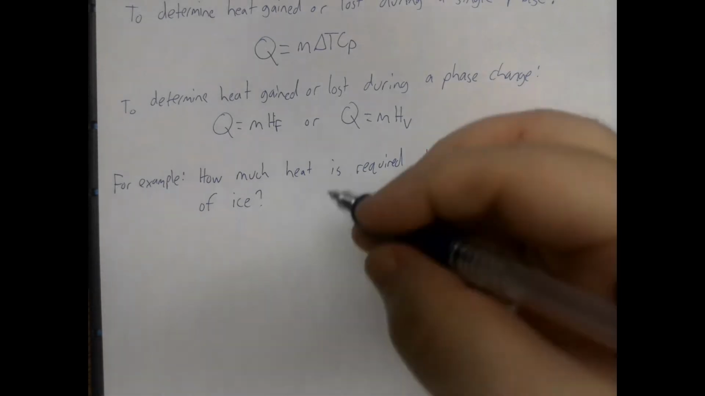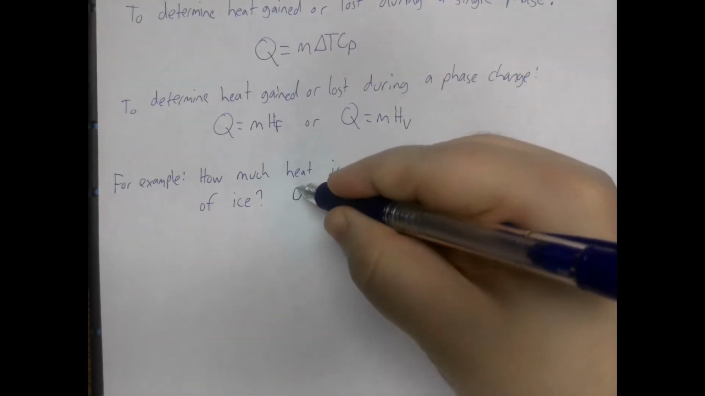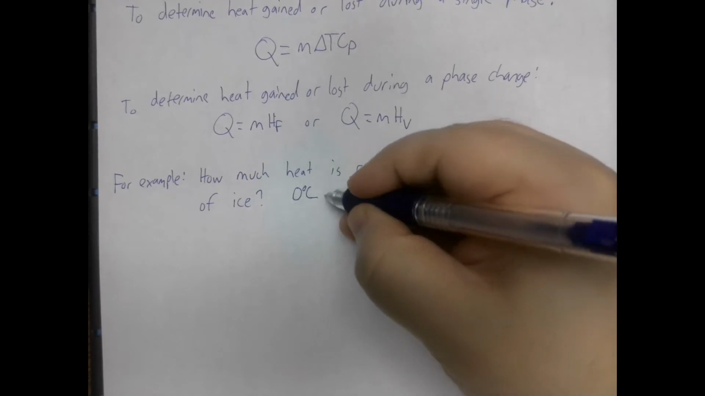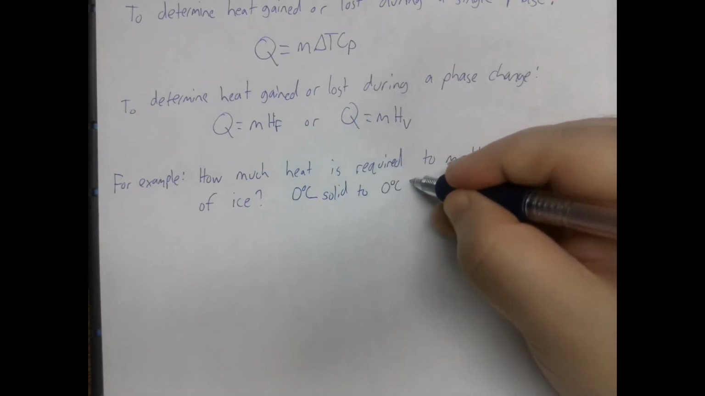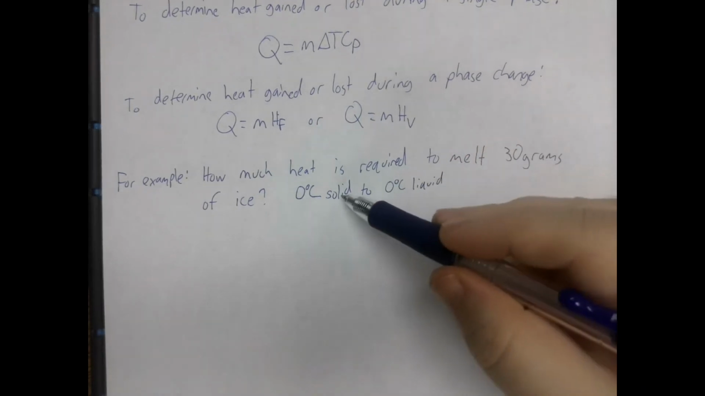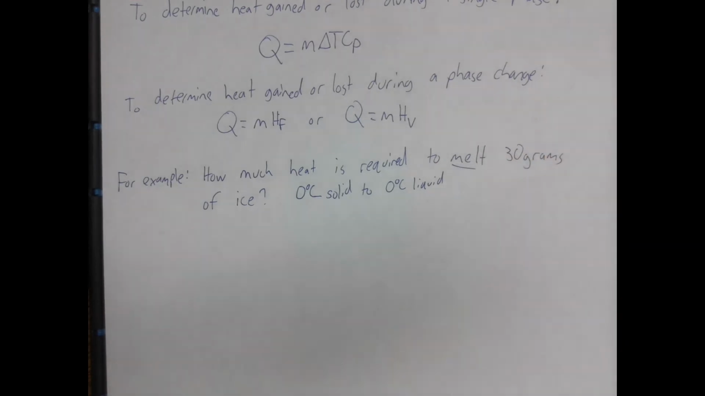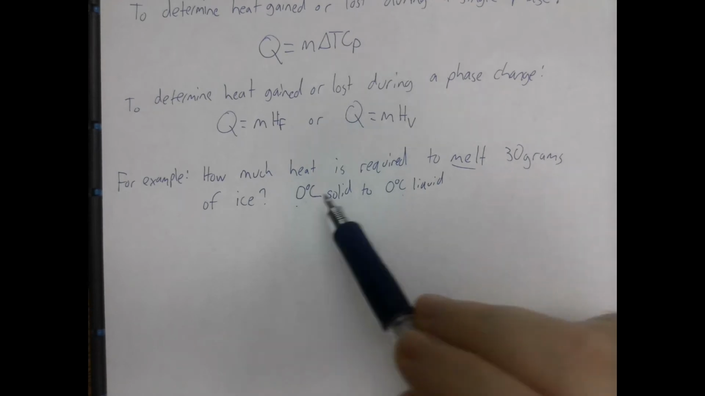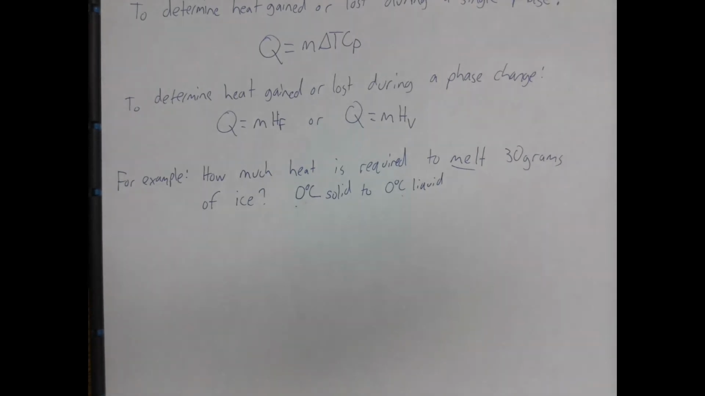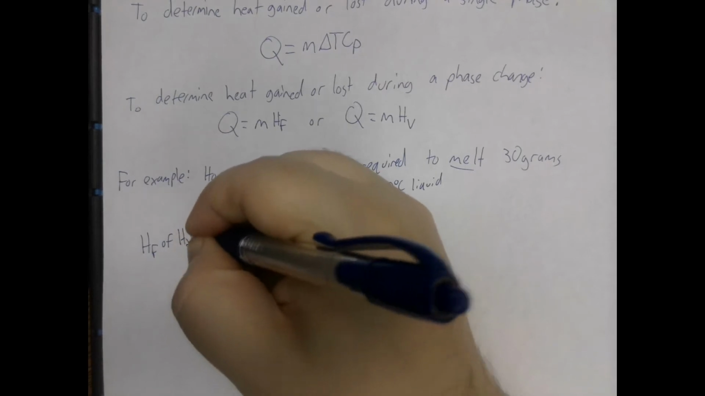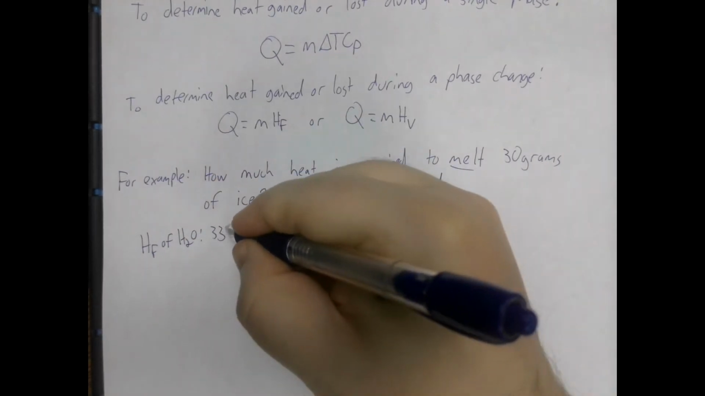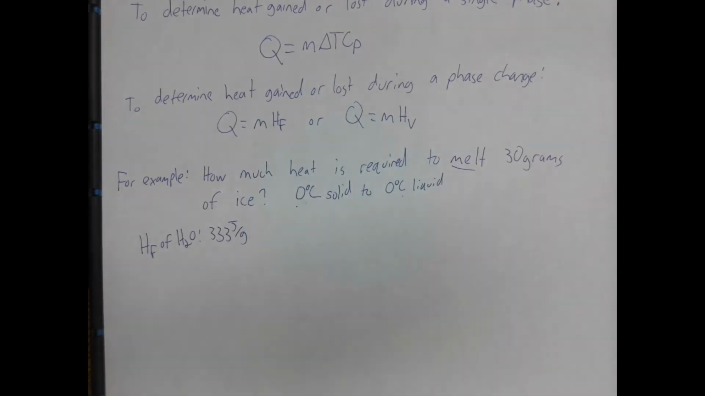When you're melting ice, what you're doing is going between 0 degrees Celsius solid to 0 degrees Celsius liquid. So you're going between a solid to a liquid. That's what melting means. And melting occurs at the melting point, which for water is 0 degrees. So the heat of fusion of water, or H2O, is 333 joules per gram.